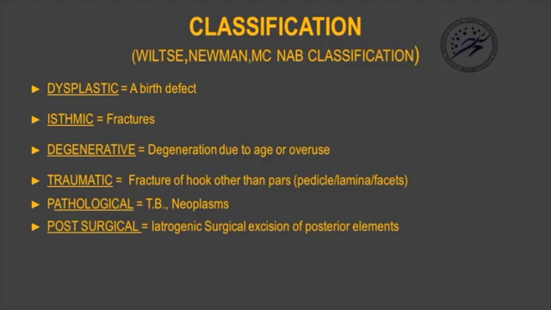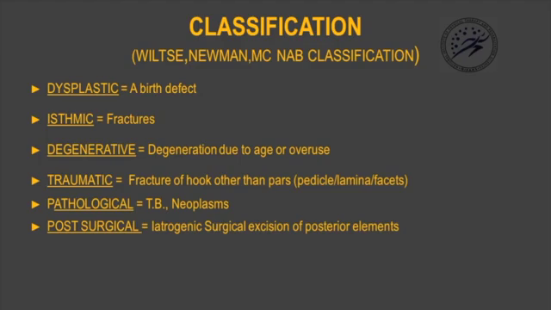Then we have degenerative. Degenerative, as indicated, is degeneration due to age or overuse. It usually affects older people and occurs most commonly at the level of L4, L5, and this is the type most commonly encountered by the physical therapist. It could also be degenerative ligamentous instability or facet joint degeneration.